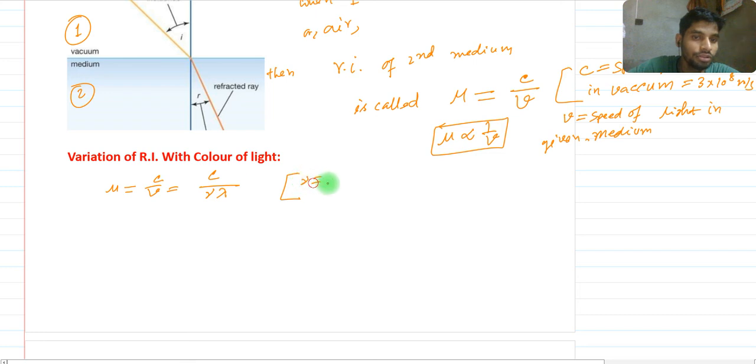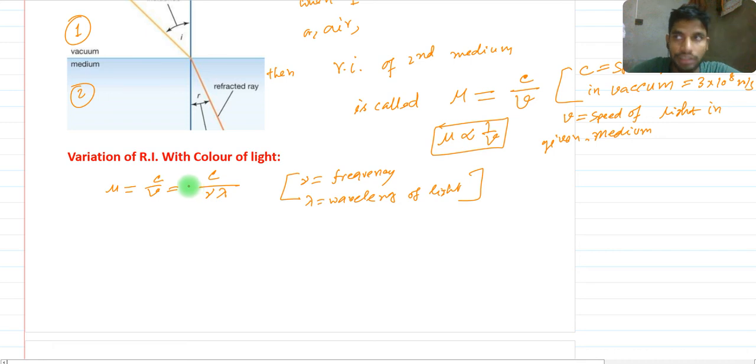Here nu is called frequency and lambda is called wavelength. We have proved in class 9 also, V equals F lambda for a sound wave. Like this, here F is replaced by nu, and lambda is the wavelength of light. Also, nu cannot be changed. This is the specific property of a specific color of light. For a particular color of light, nu is always constant.